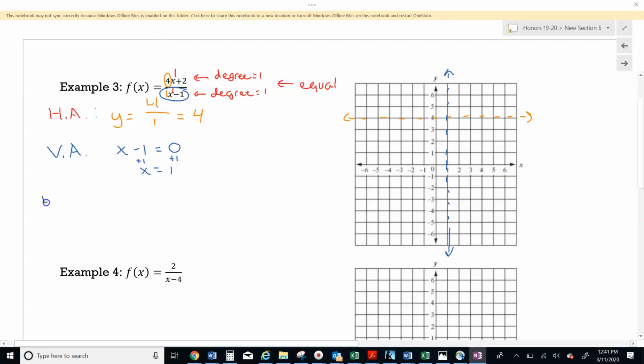Step 3, 4 points. Let's do f of negative 1 equals 4 times negative 1 plus 2 over negative 1 minus 1. 4 times negative 1 is negative 4, plus 2 is negative 2. Negative 1 minus 1 is negative 2, and that equals 1. So at negative 1, I'm at 1.